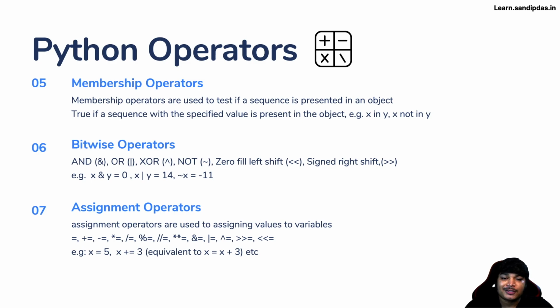The seventh one is the assignment operators, and assignment operators are used to assign values to variables. Okay, equal to, plus equals to, minus equals to, into equals to, slash equals to, percent equals to. For example, x is equal to 5, x plus equal to 3, which is equivalent to x is equal to x plus 3, and all others are similar.